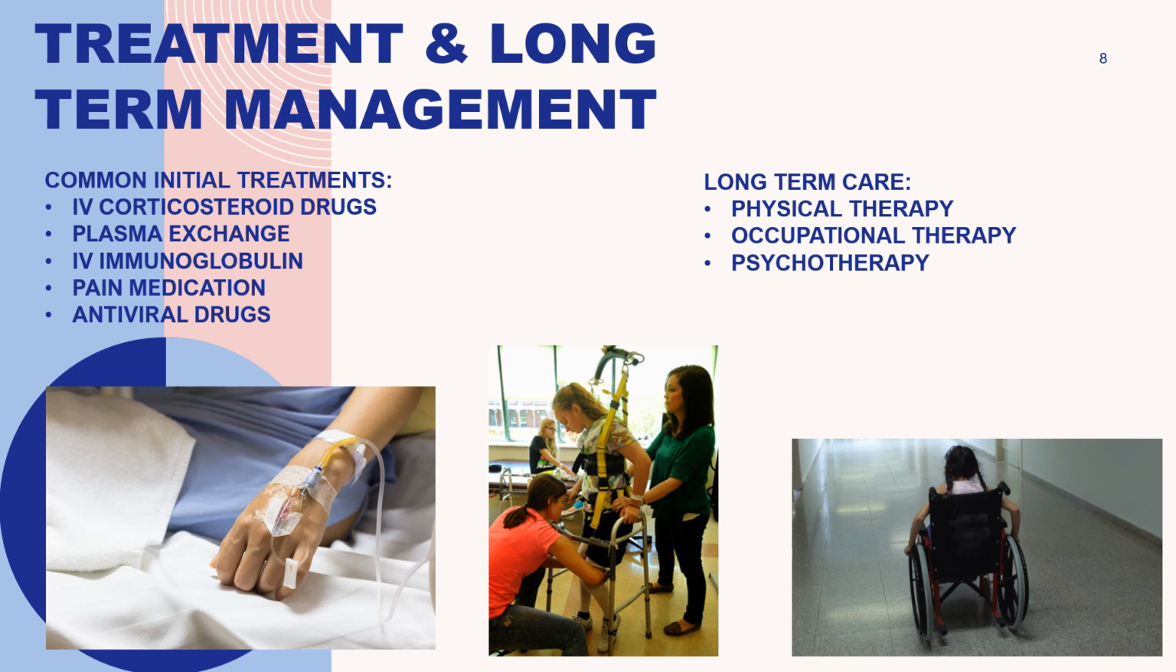Immunoglobulin made of antibodies can be delivered intravenously to help reduce the inflammation by binding to the antibodies that may be causing the transverse myelitis. Pain medication can deal with muscle pain, and antiviral drugs can hopefully take care of the virus that may be causing the inflammation. As I mentioned earlier, recovery is varied in individuals.